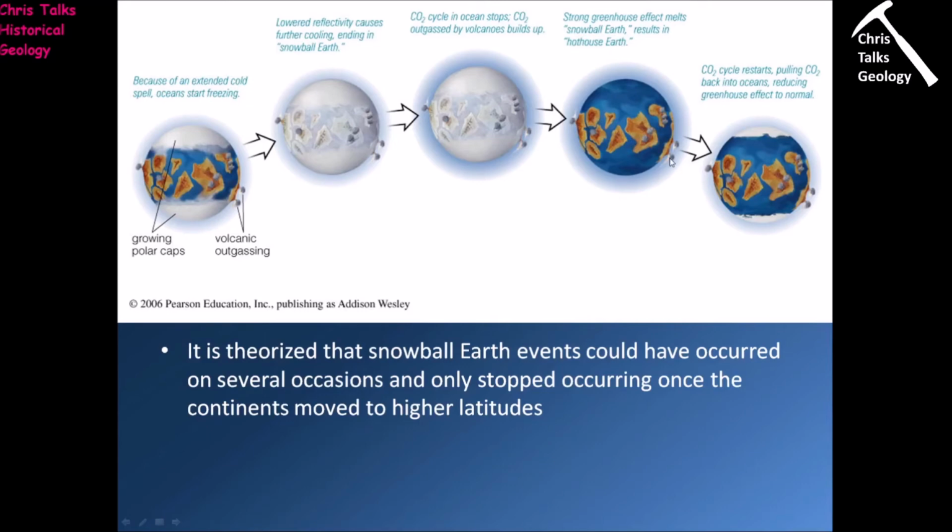And eventually, this process may occur several times. So it's theorized that snowball Earth events could have occurred on several occasions and only stopped once the continents moved to higher latitudes. So once our continent shifted away from the equatorial band, obviously that's going to reduce the rate of erosion, and that means we're going to have a reduced rate at which carbon dioxide is stripped from the atmosphere as part of the weathering process. So essentially this is going to continue for several 100 million years until the continents start to move northwards and southwards away from the equator.